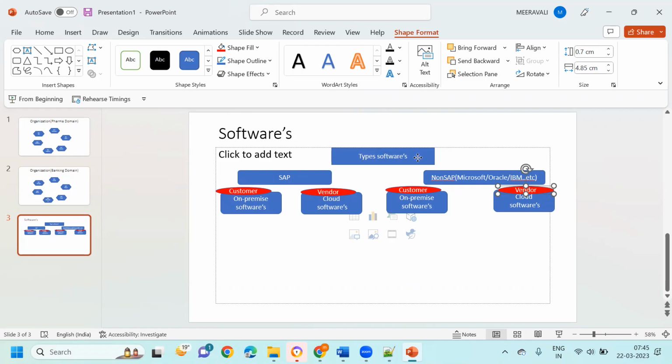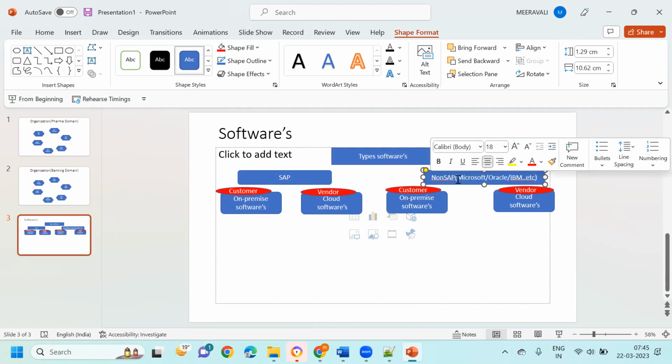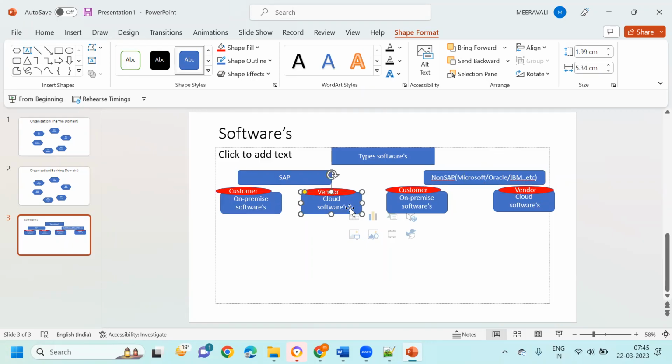See here, these are the types of software. There are two types of software: one is SAP, the second one is non-SAP. Again, each and every product is divided into two types: one is on-premise, the second one is cloud software. On-premise indicates customer premises, whereas cloud is nothing but vendor premises. What do you mean by on-premise? What do you mean by cloud? Which one is the best? That we need to talk about here.